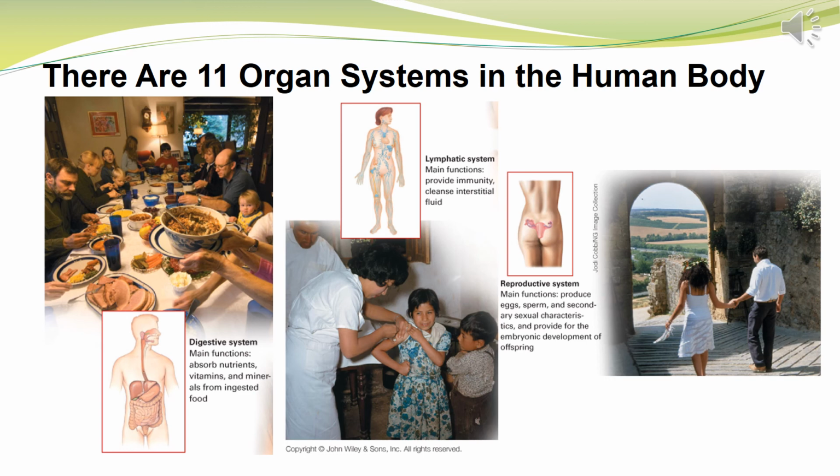And then finally, in one of the last modules, we're going to talk about the reproductive system. And the main functions of this system are that it produces the gametes, or eggs and sperm, and is responsible for the secondary sexual characteristics, and provides for the development of the embryo and fetus inside of the body of the mother.